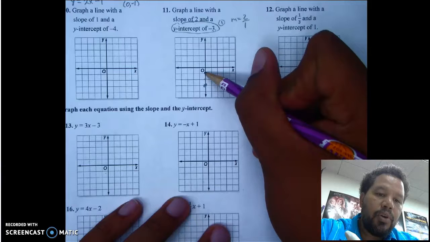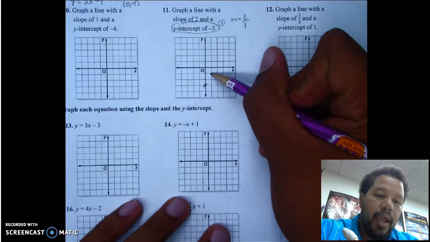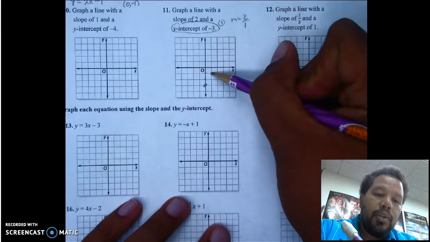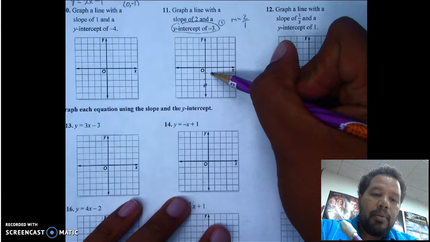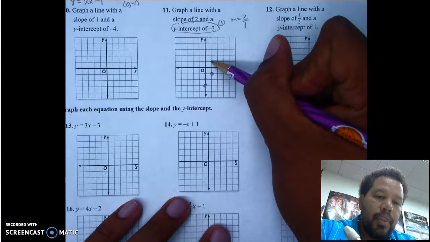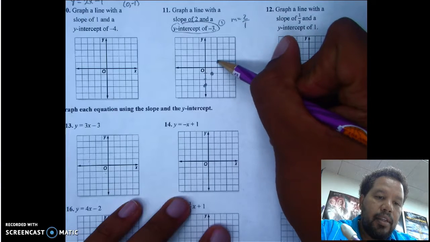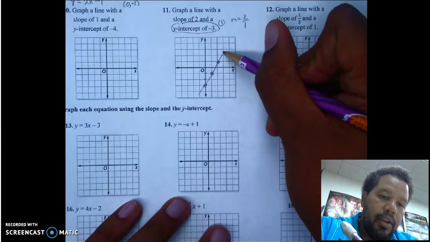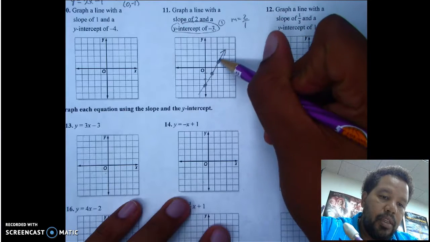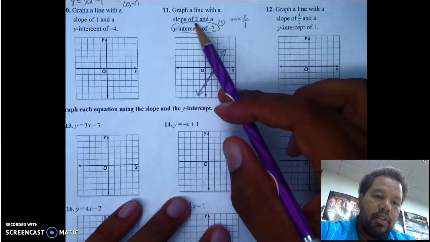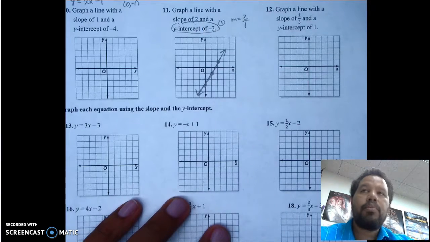From the y-intercept, I'm going to go up 2. 1, 2, that's my vertical change. And 1 to the right, that's my horizontal change. And then I put my dot. I can do this 1 or 2 times. Usually I do it 2 times so I can make sure I get a straight line. So I go up 2 more, 1, 2, and then over 1. And then I can draw a line through these 3 dots. And this will be the line that has the given slope and y-intercept.